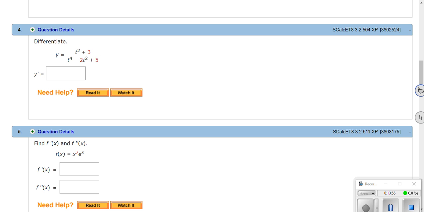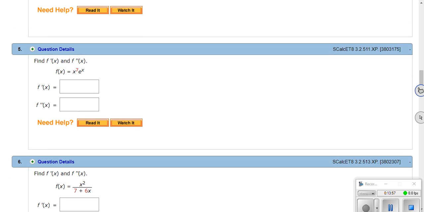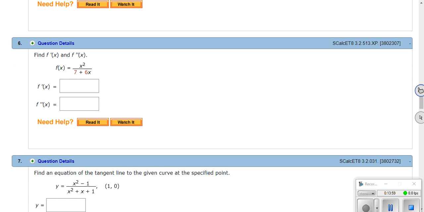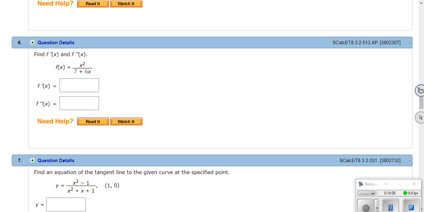Let's do one more of those since I did a couple of the product ones. Let me do another of the quotient. So again, this would be my F. This would be my G.